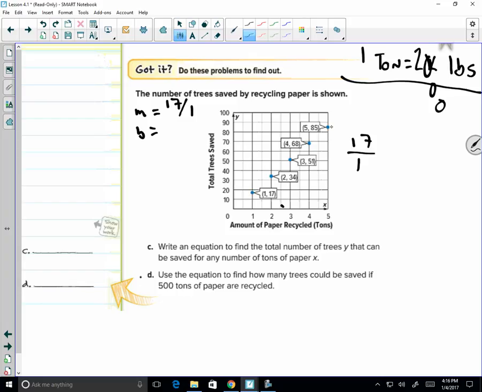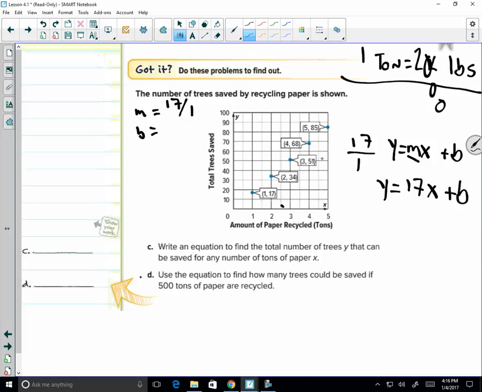Now, if I want to find my y-intercept, I have to do kind of backwards thinking because I'm not sure where these are. I could probably take a good guess, but since the line is not drawn in, I can't say for certain what my y-intercept is going to be. So I have y equals mx plus b. I need to replace what I know, and right now all I know is my slope. So I have y equals 17 over 1, or 17, they're the same, x plus b.